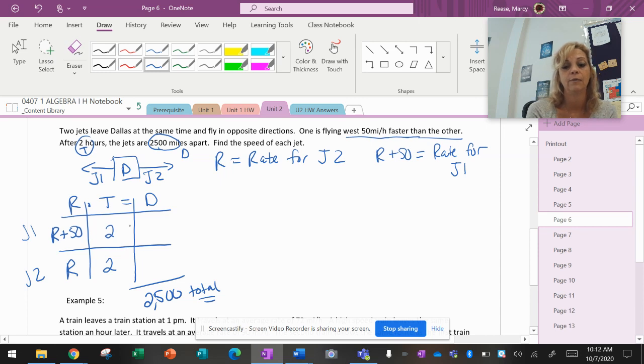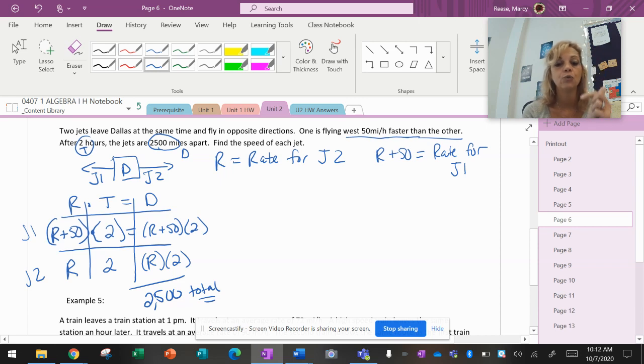So how am I going to figure out this part up here, the distance? Well, use the formula for this, okay? Rate times time equals distance. So you're going to do rate times time, and down below for jet 2, do rate times time. The 2 rates and the times together total 2,500. Does that make sense to you?